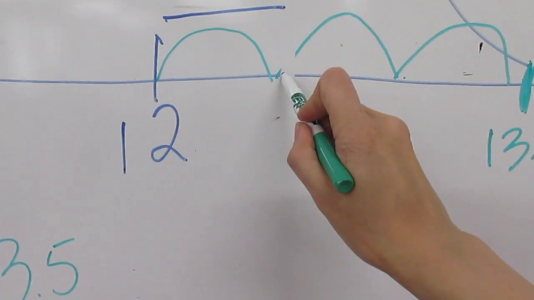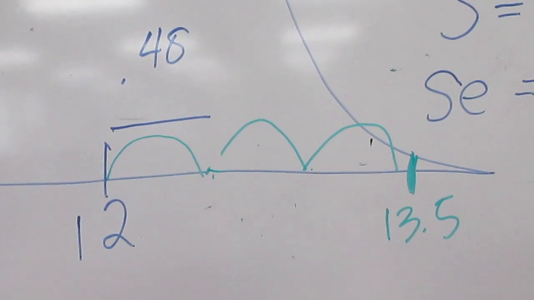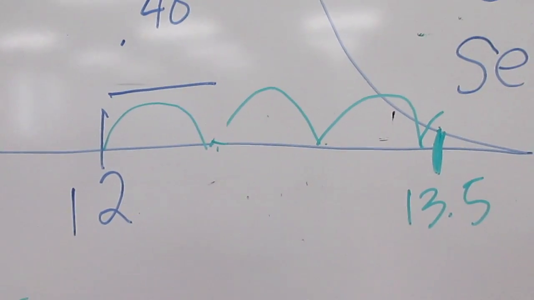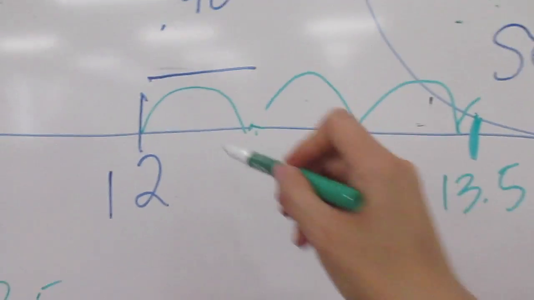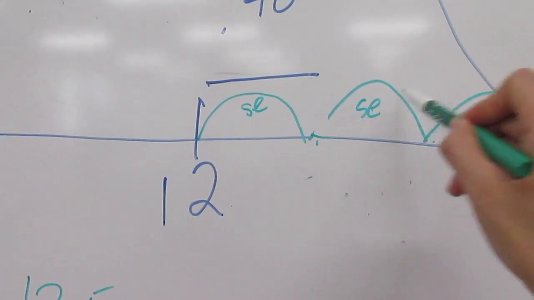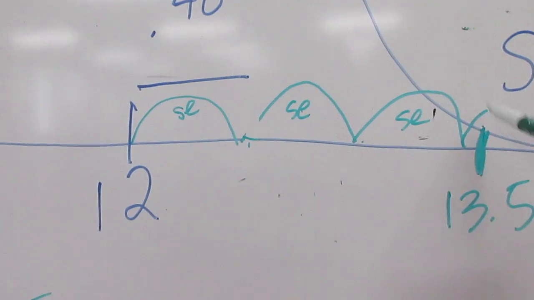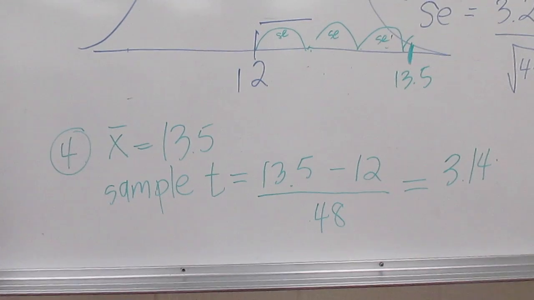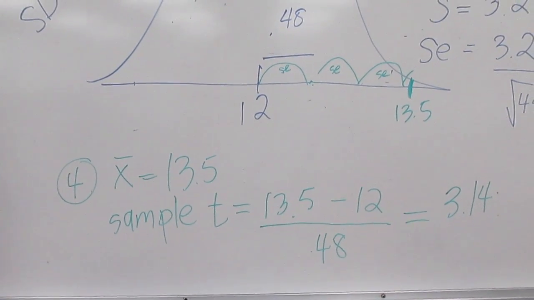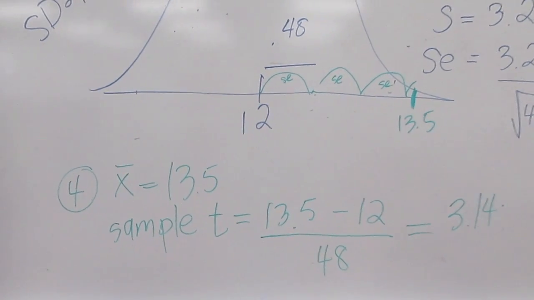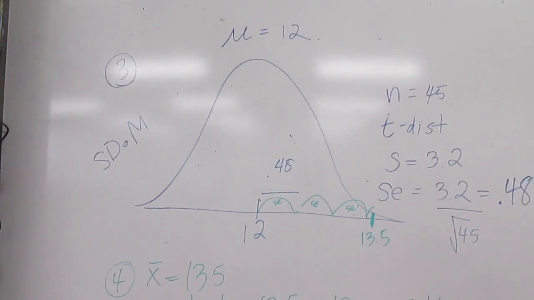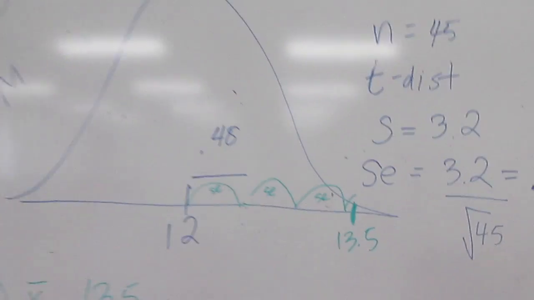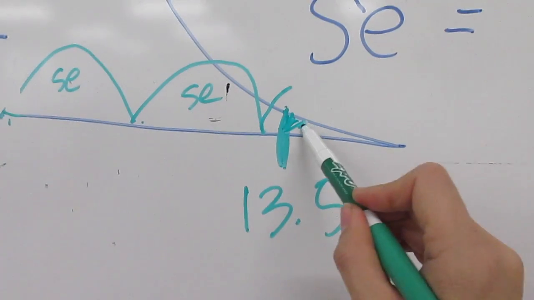Sorry, my drawing is a little crooked. So see how it's not quite a full standard deviation out, it's just a fraction of a standard deviation. So there's one standard error, another, another, so 3 standard errors and a fraction of a standard error. And that's what this sample t is telling us. So at that point, what we want to know is the p-value. Now, what the book has done is a one-tailed test. So it only gives you this little part.